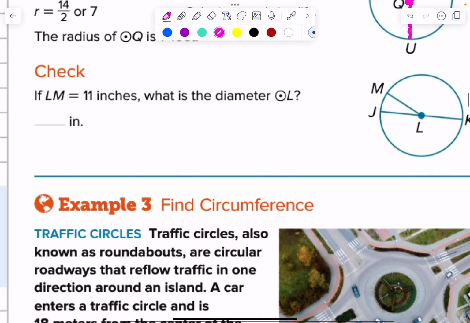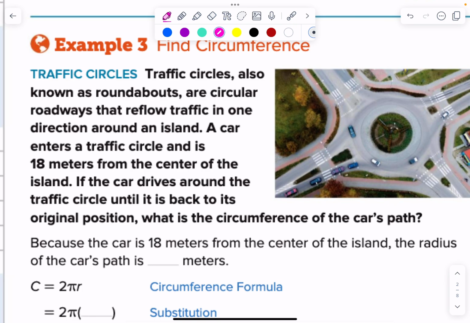Okay, moving on. Example 3, we have a story problem, and it's about a roundabout. I hate roundabouts. I don't know if you guys have ever had the pleasure of driving through a roundabout. They have 2 of them up by Adams Central. They're awful. I hate roundabouts.